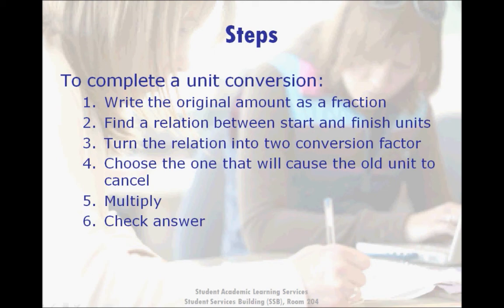Third, turn the relation into two conversion factors. You do this by putting the two sides of the relation on the top and bottom of a fraction, the two different ways you can do that. Step 4 is choose which of the two conversion factors will cause the original unit to cancel. That's why I chose 3.28 feet over 1 meter, so that meters would cancel. Step 5, simply multiply it all out by using the usual rules for multiplying fractions. And finally, it's always a good idea to check your answer, and actually I didn't do this step this time, but you'll see me doing this step in the example videos that go along with this topic.